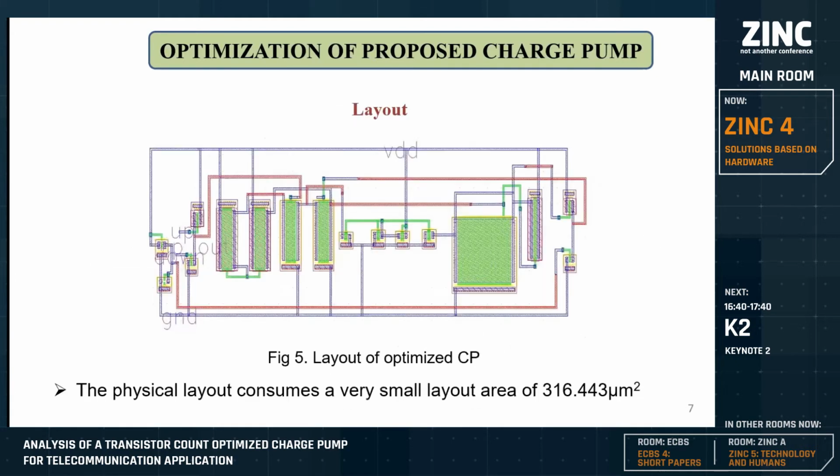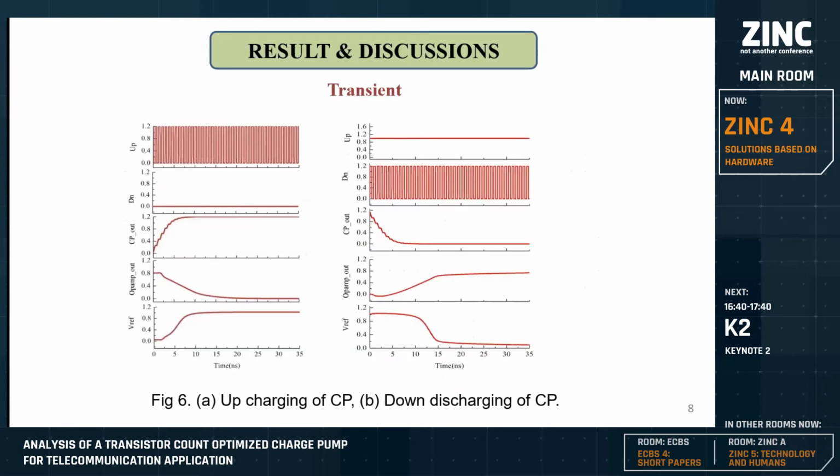So here is the layout of the proposed charge pump, which we have done in 90 nanometer technology. The physical layout consumes only 316.44 micrometer square area. Here are the transients for the up and down signals. As you can see, the swing is coming as 0 to 1.2 volt. This is a pretty good swing in terms of charge pump design, for incorporating in the PLL.